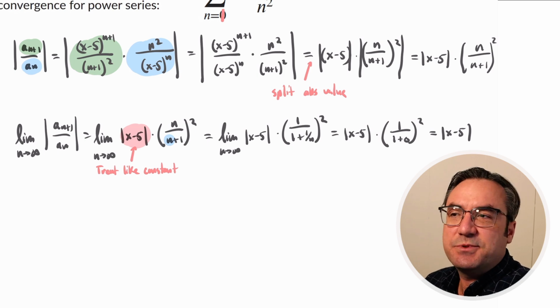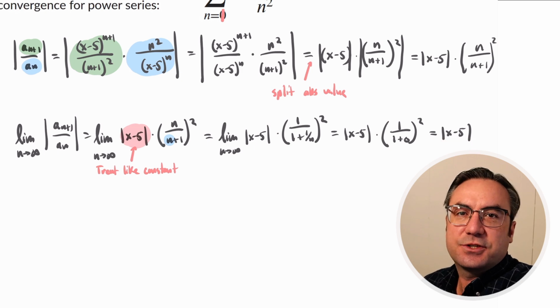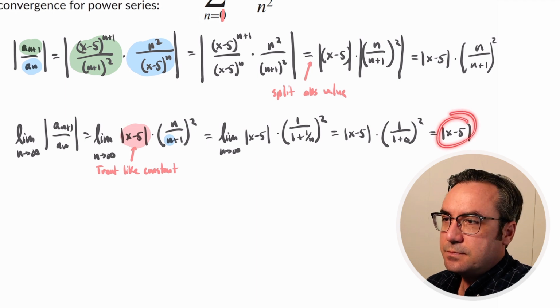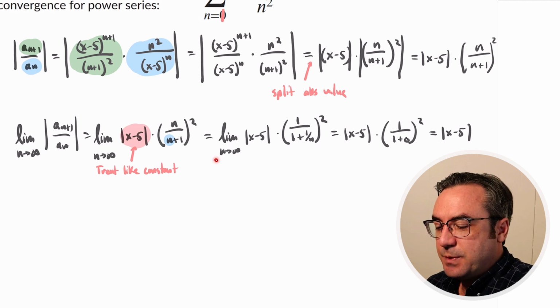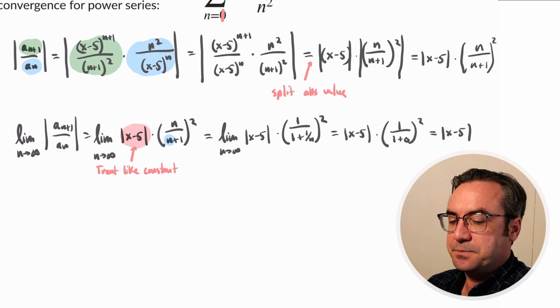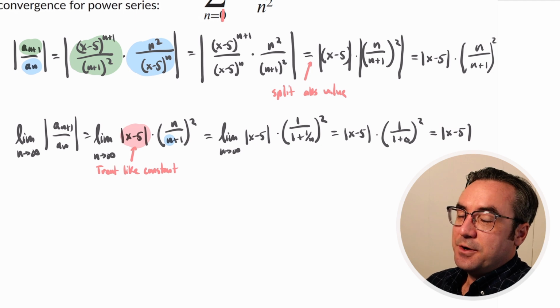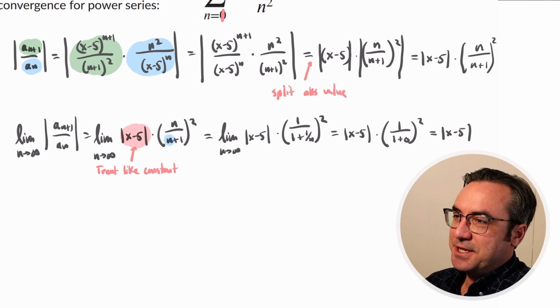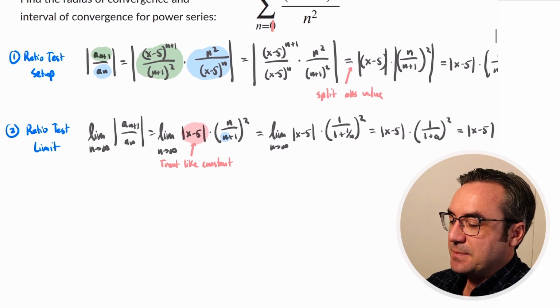And for a lot of these types of problems, this limit should have the absolute value of the x term in it. But all the n terms should be gone at this point because we've calculated the limit as n goes to infinity. All right, so we've done our ratio test. We've calculated the limit. So now what do we need?